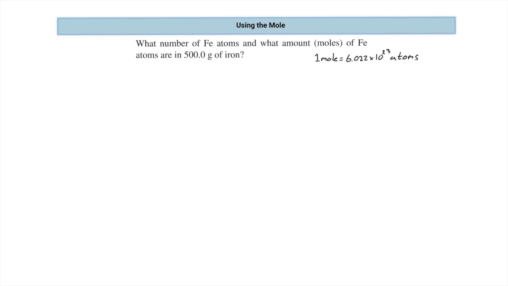And the second conversion factor was that 1 mole of an element will equal the atomic mass in grams of the element.